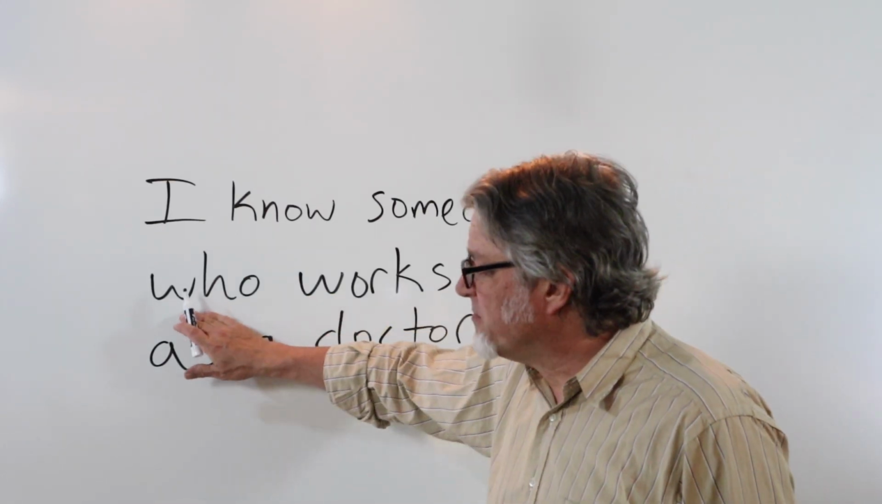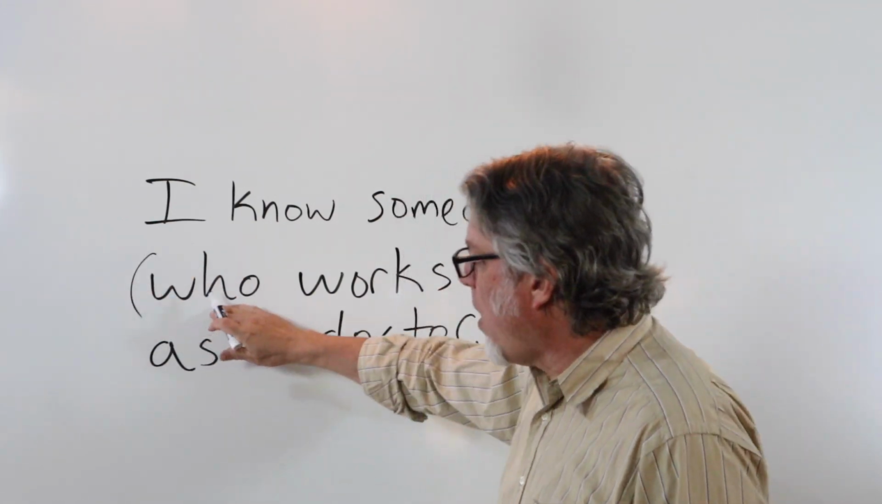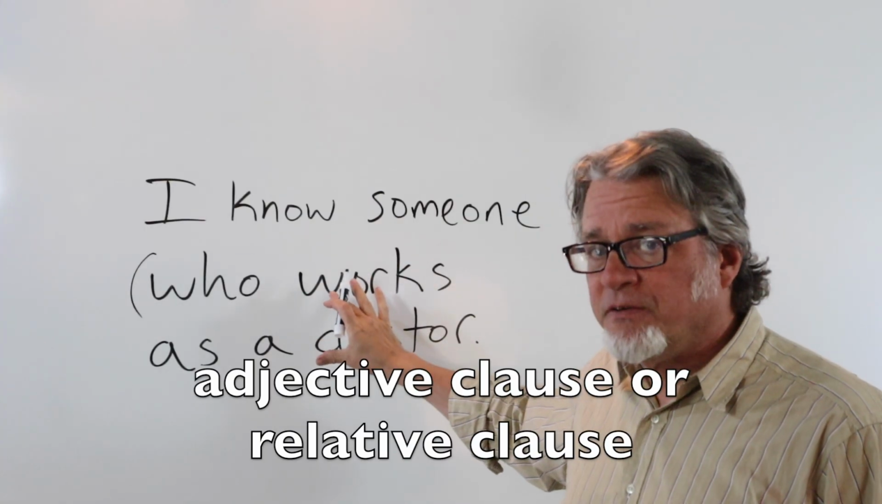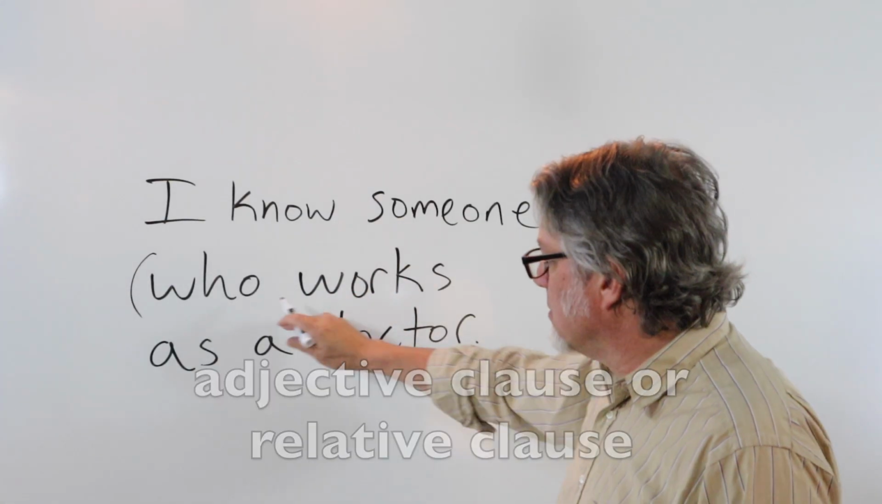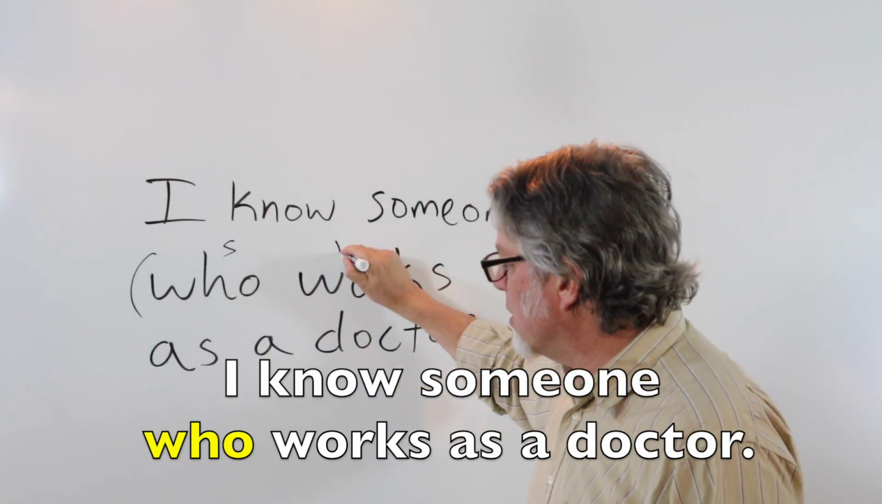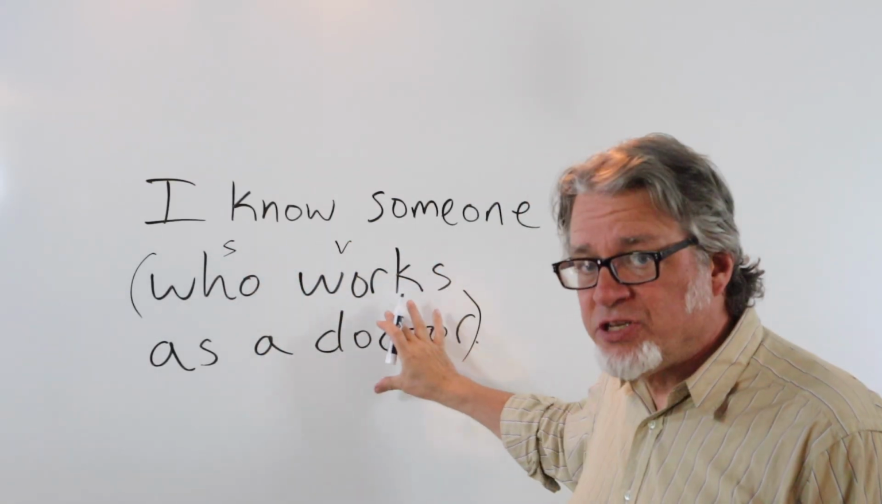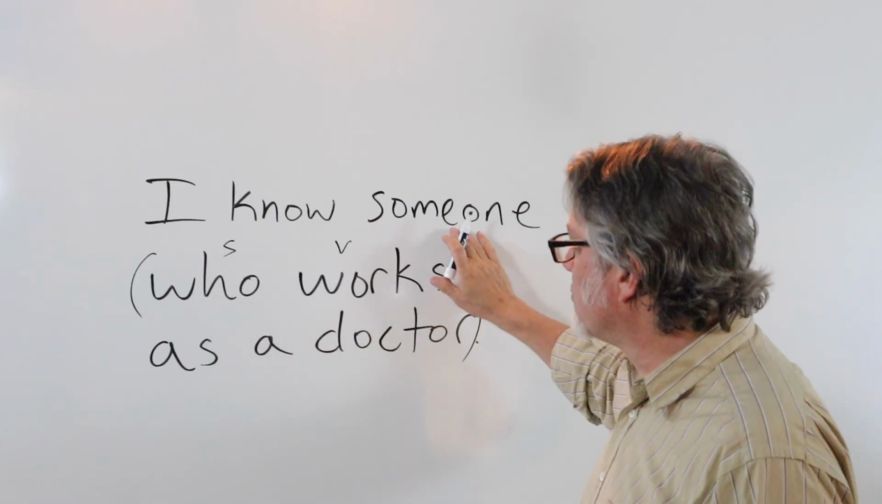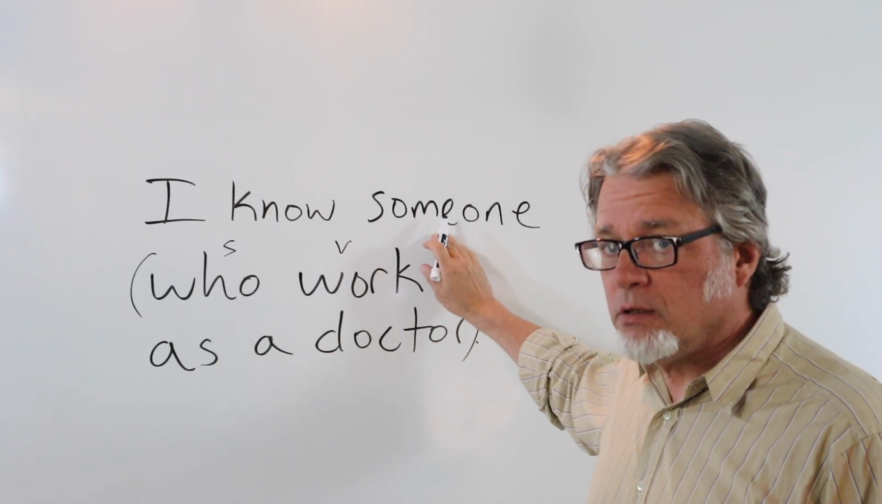Here's the relative pronoun. It introduces this clause. This is an adjective clause, or you can call it a relative clause. Who works as a doctor. This is the adjective clause. It describes this pronoun, someone.